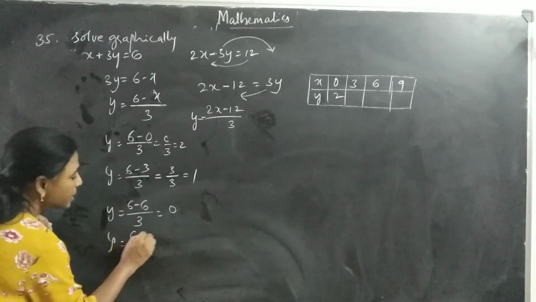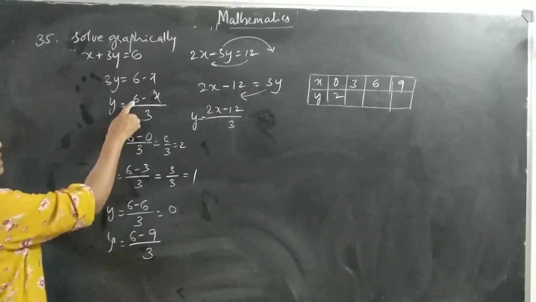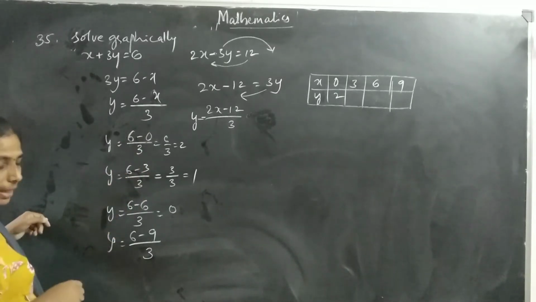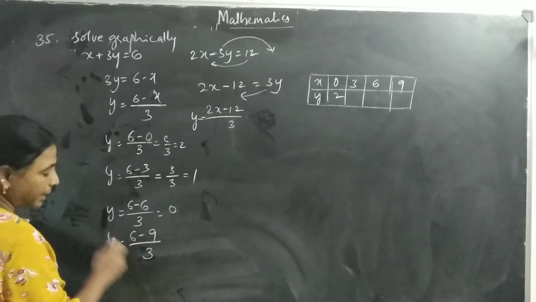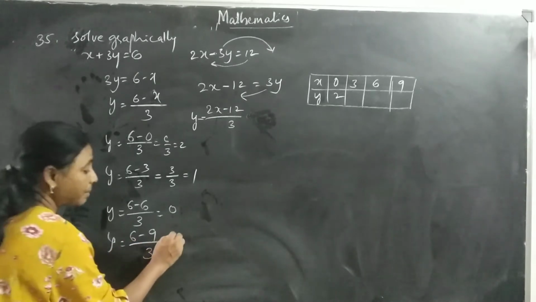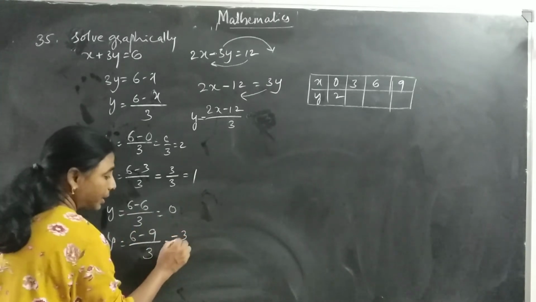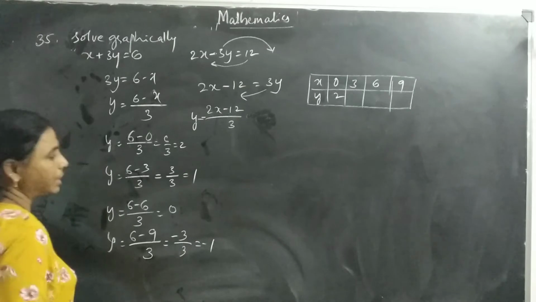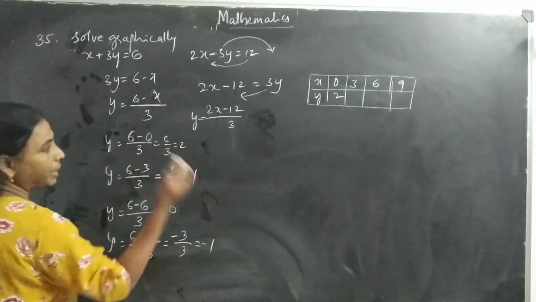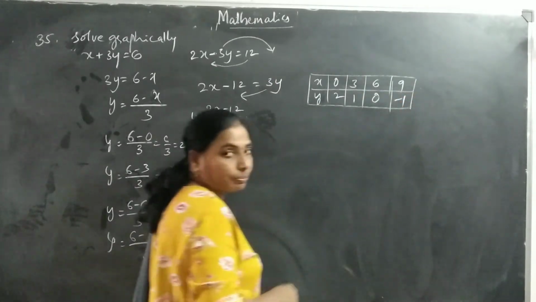y is equal to 6 minus 9 by 3. Now I have taken x as 9. 6 minus x by 3, like that. Now 6 minus 9. 9 is the greater number and it has a minus sign. So remove 9 minus 6 but keep the greater number's sign. So this becomes minus 1. What are the values I got? Here 2, 1, 0, minus 1.